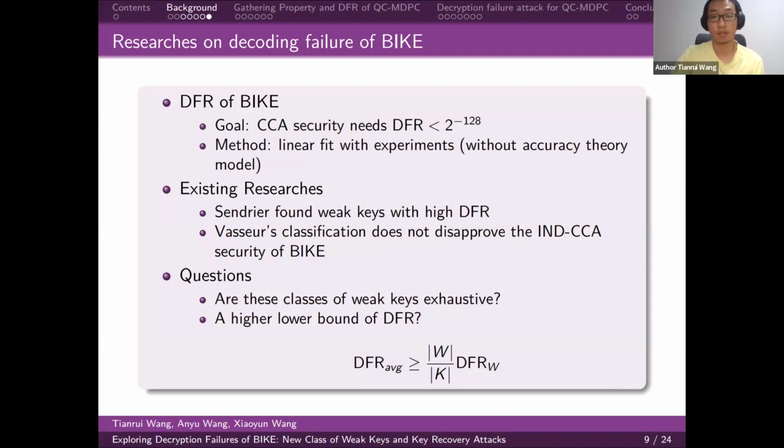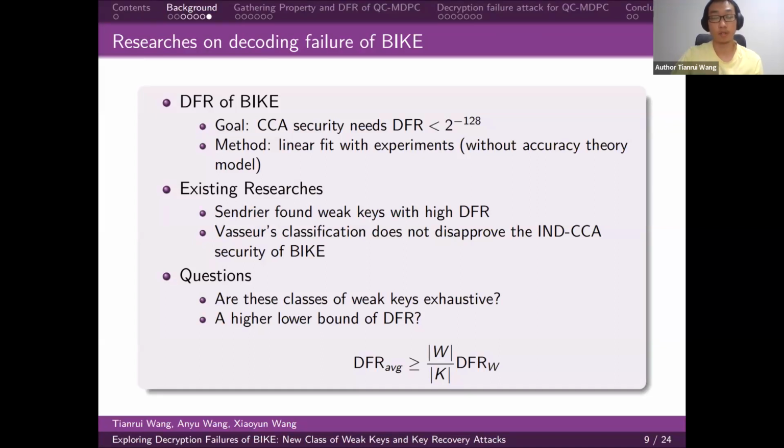Another approach to estimate the DFR of BIKE is using weak keys. Sendrier has found a set of weak keys with high DFR. However, this classification of weak keys doesn't undermine the IND-CCA security of BIKE. The way of using weak keys to establish the lower bound of DFR is as follows. Let's represent the key set as K. For any subset W of K, the average DFR is larger than the product of DFR_W and the fraction of the size of W and K. The DFR_W is the DFR in the subset W.